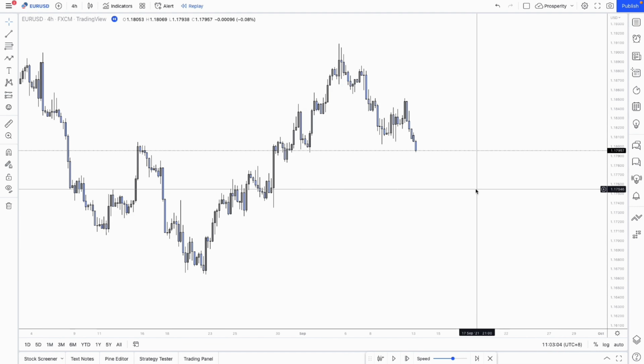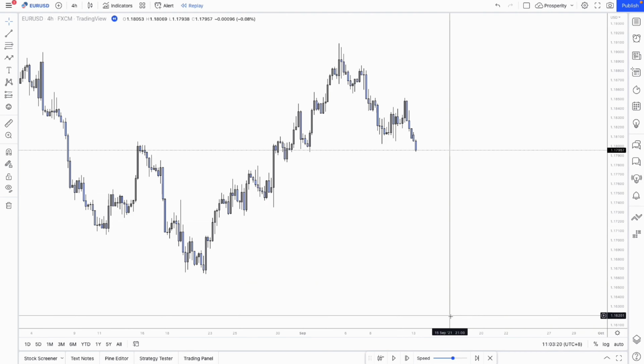So, order blocks. Well, reading that, you're probably thinking, what is this guy on about? He's a supply and demand trader. He trades order blocks, or at least supply and demand zones. Still more to it than that, right?